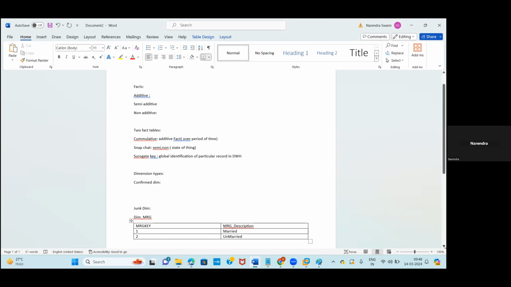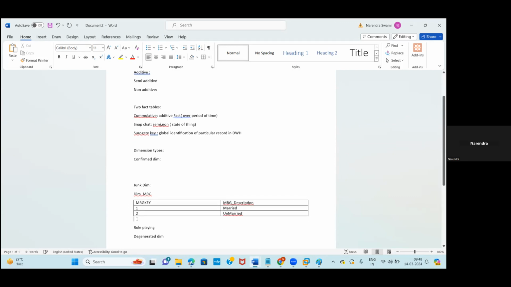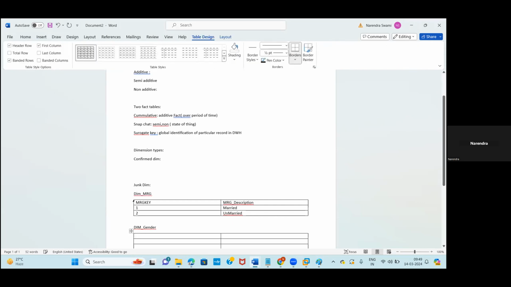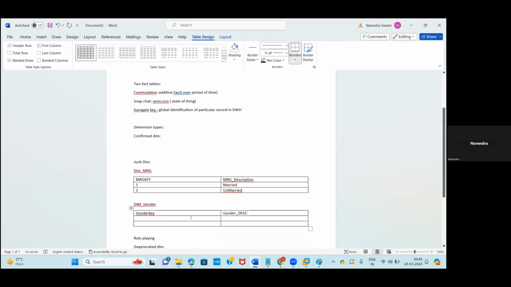Okay, this is one dimension table, and I'm going to take one more dimension table that is called dim gender. This dim gender has data like gender key and gender description, and the keys will be the same: one for male and two for female.